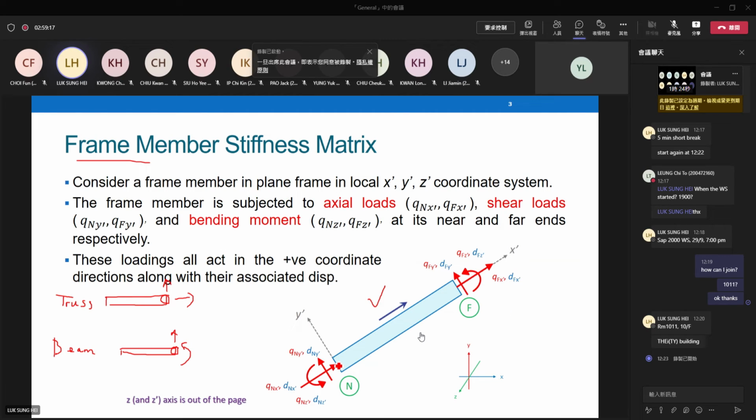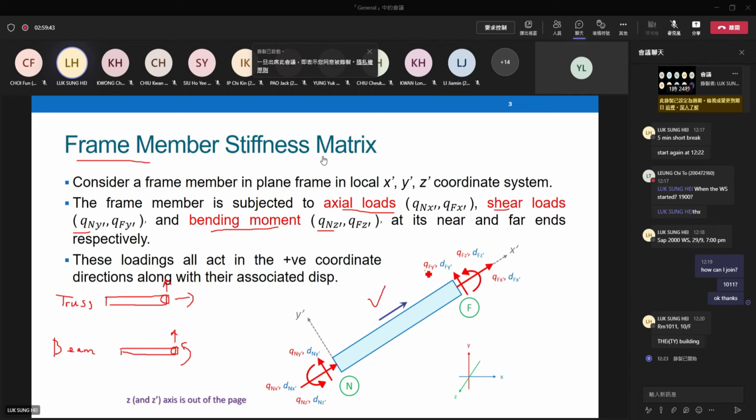At one end, you have 3 arrows. You have shear force, Q and Y prime. You have axial force, Q and X prime. You have bending moment, Q and Z on each node. So we have many things: shear, axial force, moment. And also we have translation. We have rotations at the 2 ends. This is why there are so many symbols.